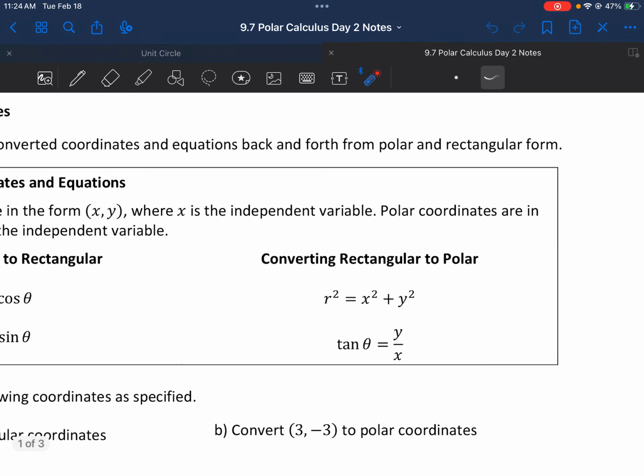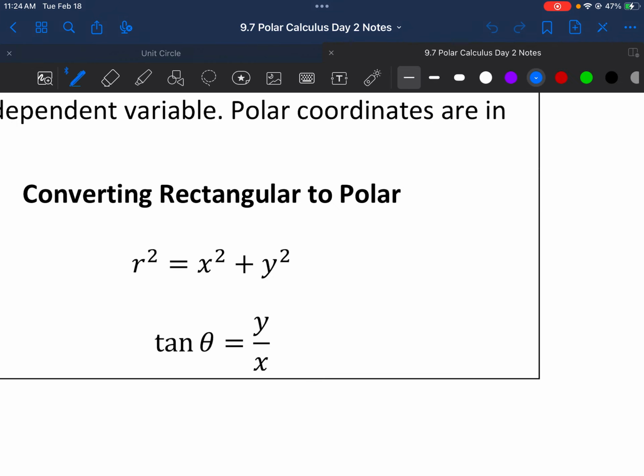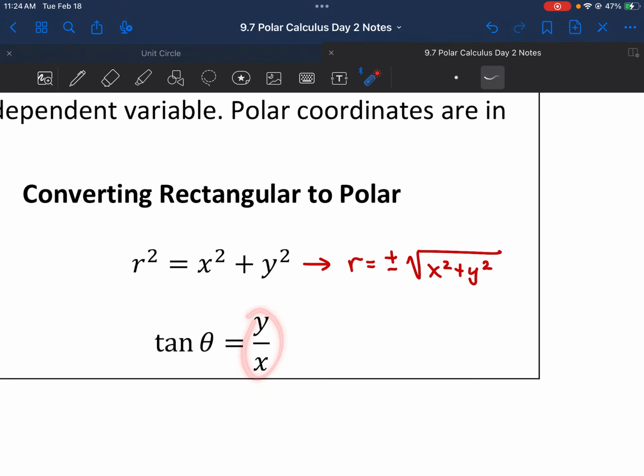Let's say that you had x and y, and you want to convert them into r and theta, then we would use this set of equations. Now, more specifically, this r squared equals x squared plus y squared, we would want r by itself, so we would take the square root of both sides. So we'd really use this. R equals plus minus the square root of x squared plus y squared, okay? And then to find theta, we would do tangent of theta equals y over x, and we'd find all the thetas such that the tangent value is whatever y over x is.